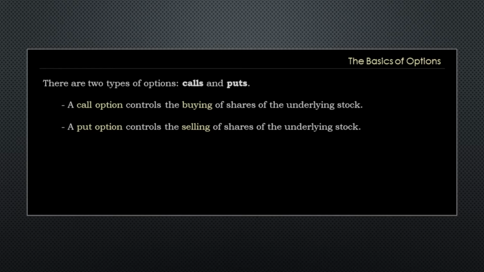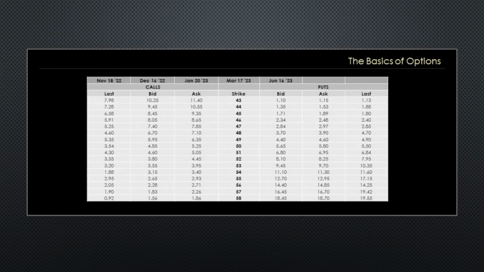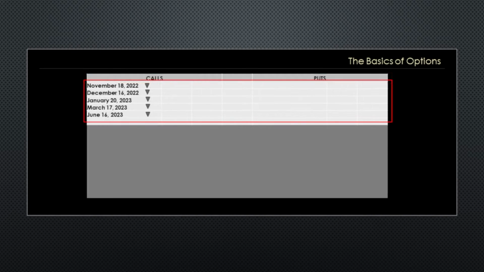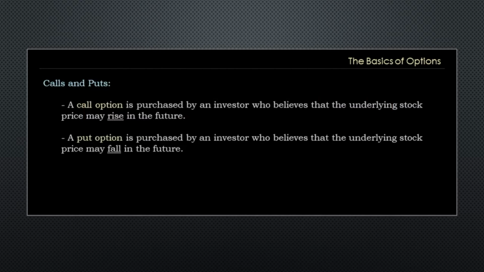Each set of options, calls and puts, are listed on a matrix called an option chain, with calls on the left, puts on the right, and the strike prices in the middle. The expiration dates may appear along the top, as shown here, or as expandable section headers on the option chain, depending on the financial data website or trading platform. A call option is purchased by an investor who believes that the underlying stock price may rise in the future, whereas a put option is purchased by an investor who believes the underlying stock price may fall in the future.